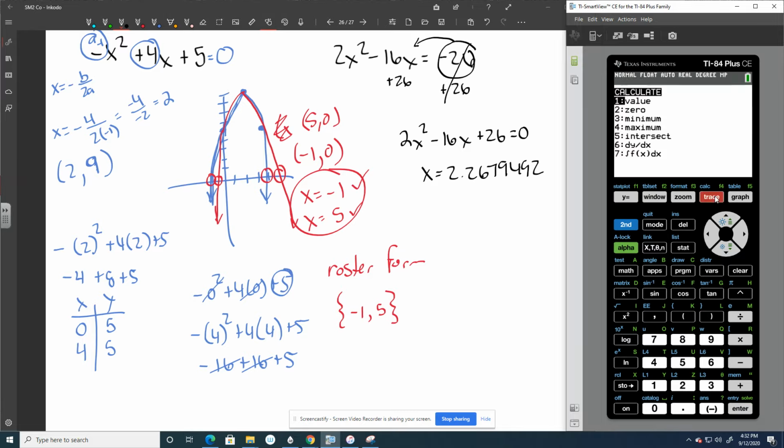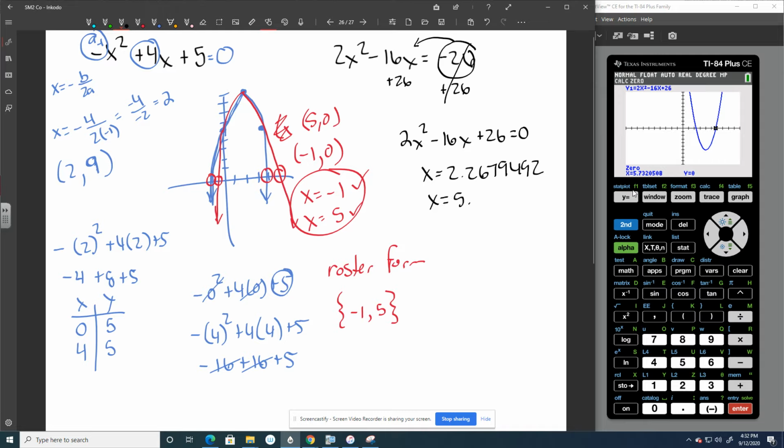If I do second, calculate again, and go down to zero, this time I want to go to the left of this crossing and to the right of that crossing. And then I'm going to guess right on top of it as close as I can. And again, I get an ugly x. X equals 5.7320508. I would be happy.